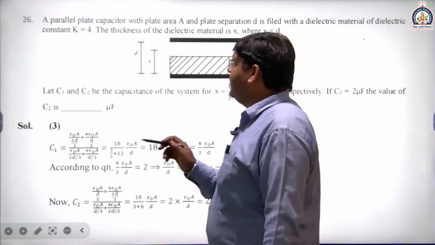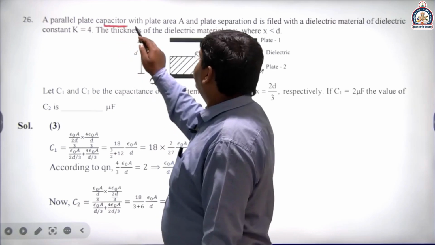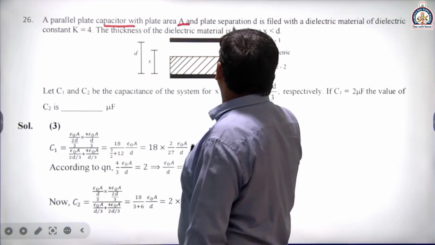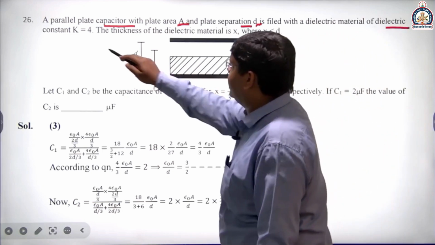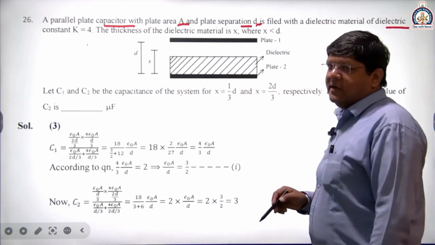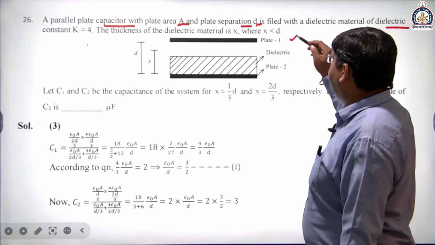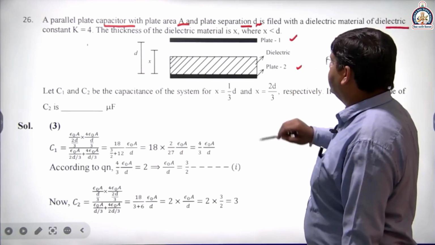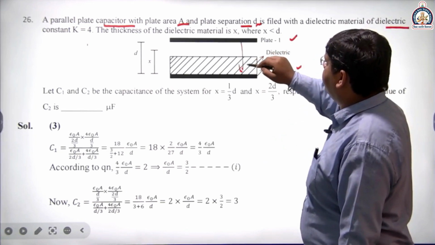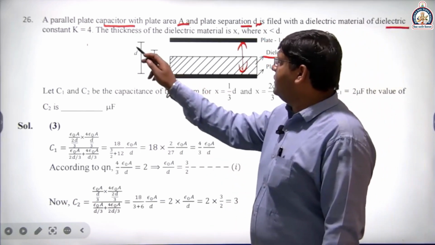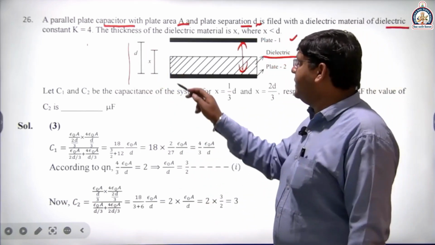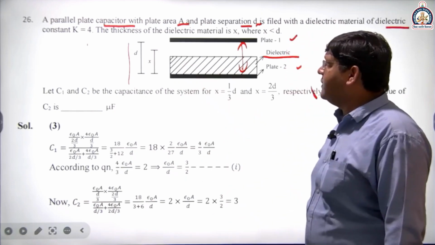The next question is related to a capacitor. A parallel plate capacitor with plate area A and plate separation distance D is filled with a dielectric material of dielectric constant K equal to 4. You can see we are provided with a capacitor. Plate 1 is this and plate 2 is this, and in between the two plates we have filled which material? Dielectric. The total distance between the plates is D and the thickness of the dielectric is X.